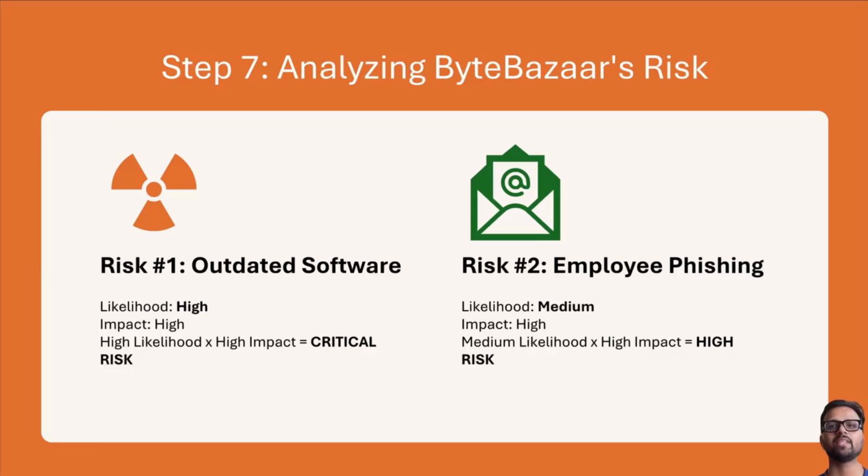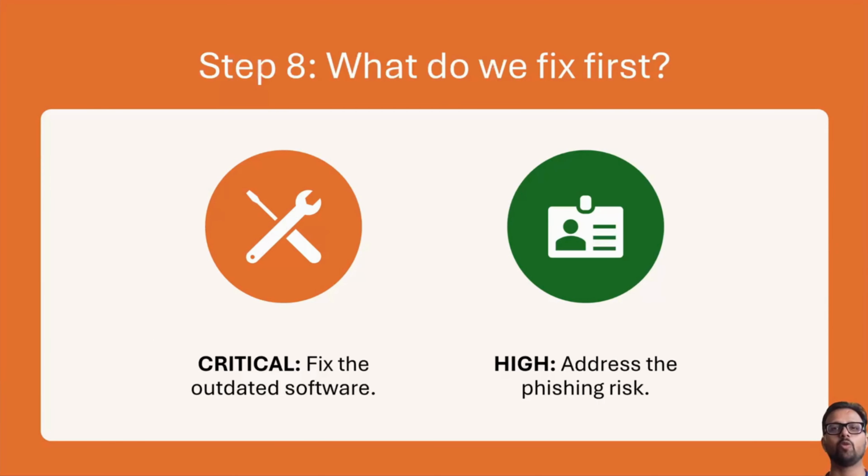So now let's apply this to our two risks for Byte Bazaar. For risk 1, the outdated software, we said that the likelihood is high and the impact is high. That puts it right in the red zone, a critical risk. For risk 2, the employee phishing, we said that the likelihood is medium, but the impact to the business is high. That still lands it in the orange zone as a high risk. Now we look at our scores and we prioritize. The critical risk of outdated software is clearly our number one priority.